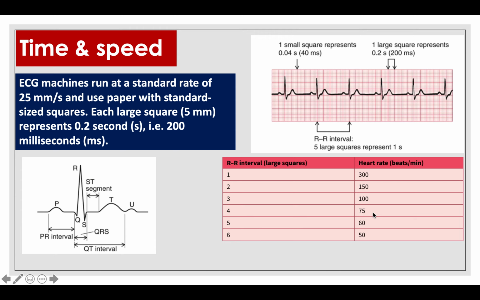Obviously, time and speed is the main thing. An ECG machine runs usually at a standard rate of 25 millimeters per second. So each large square, i.e. each of these big squares here, represents 5 millimeters and usually represents 0.2 seconds, which means each of these little squares within the big square represents 0.04.